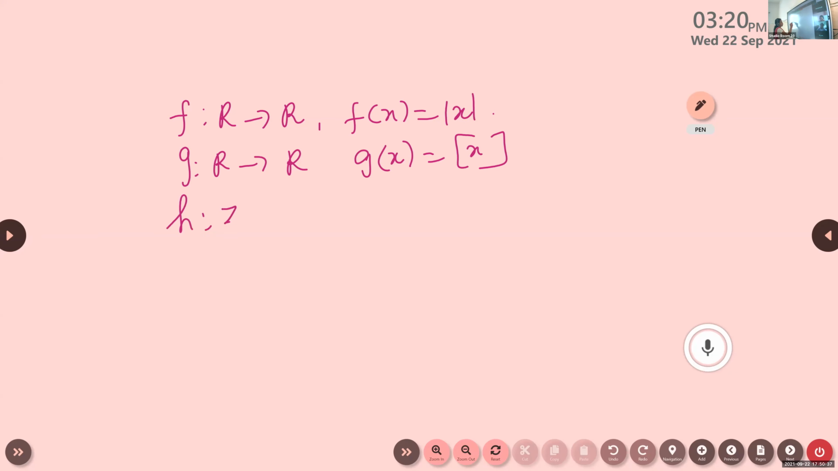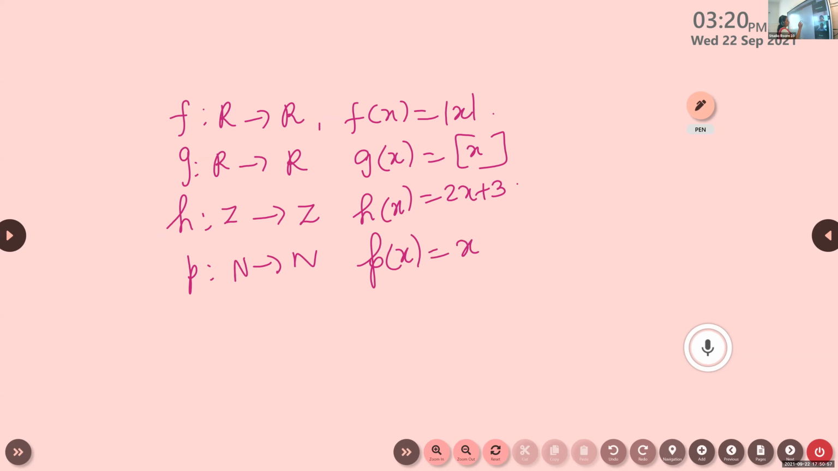h from Z to Z defined by h of x is equal to 2x plus 3. p from N to N defined by p of x is equal to x square.